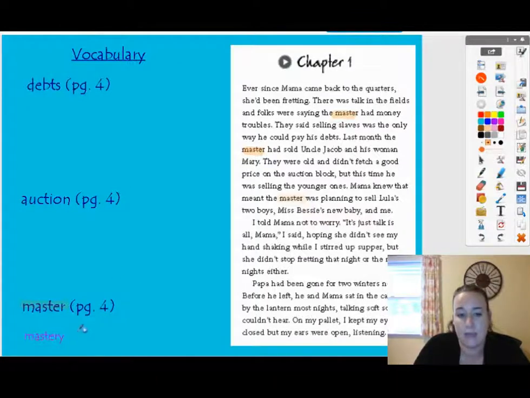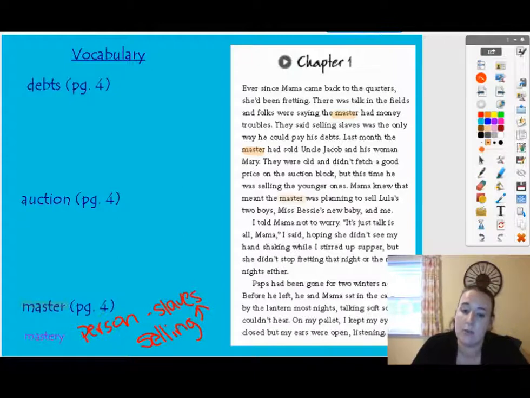So the master makes me think that it's a person. They said selling the slaves was the only way he could pay his debts. So it's a person, and I've got this word slaves to think of. Last month, the master had sold Uncle Jacob and his woman Mary. And then down here, Mama knew that meant the master was planning to sell Lula's 2 boys, Miss Bessie's new baby, and me. So also selling, but they're selling the slaves.